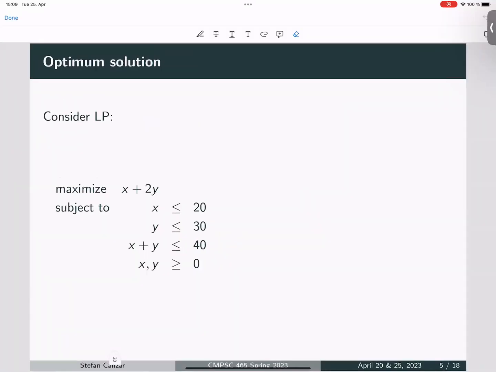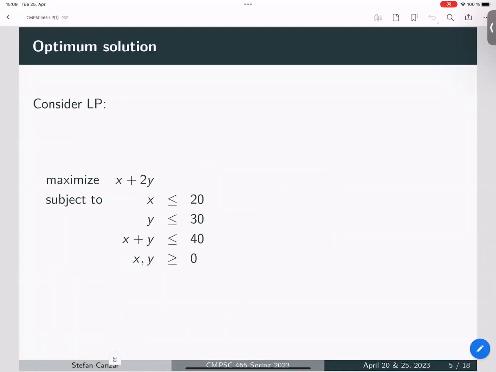And let's see how an optimal solution to such a linear program looks like. So again, here's an LP. As we said before, now we're using 2 variables, X and Y, we call them. We have an objective that tries to maximize X plus 2 times Y. And we have 3 different constraints here in X and Y. And we have, again, that both variables need to be non-negative.